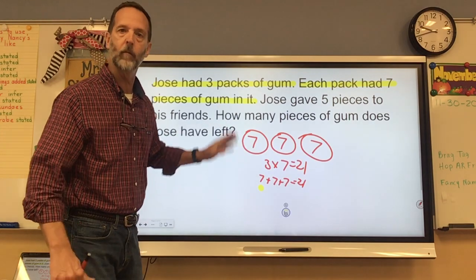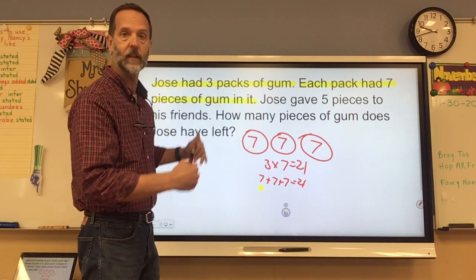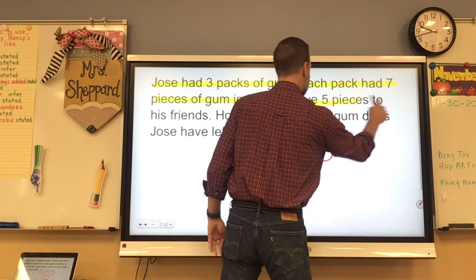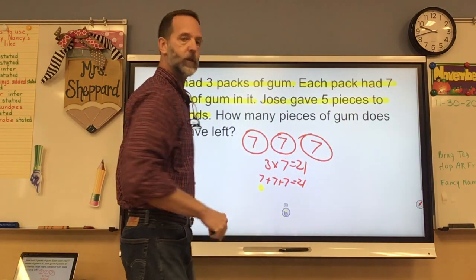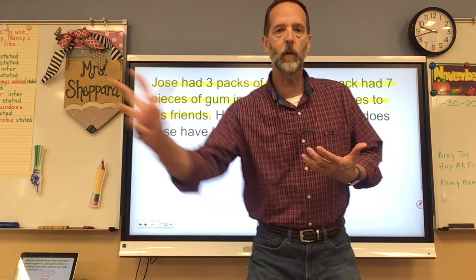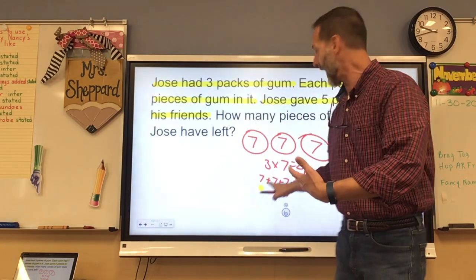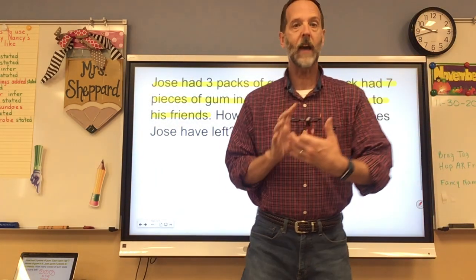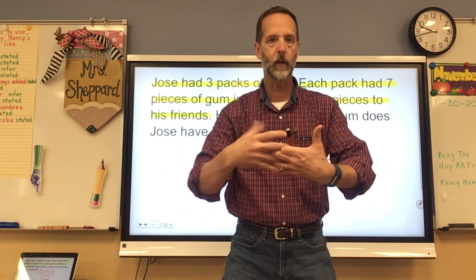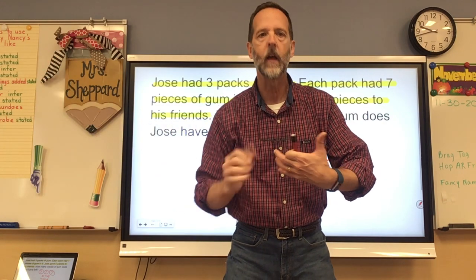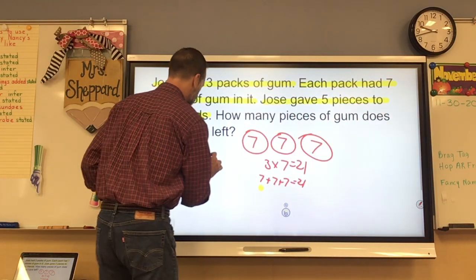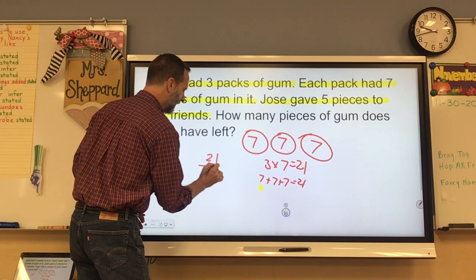I'm going to keep going with my problem. Notice I've done 2 sentences. I've done a sentence at a time. Jose gave 5 pieces to his friends. Hey guys, here's some gum. Here's what I have. What does he have? 21 pieces. He has an amount and he gives some away. What is that? It's subtraction. So now we're going to do 21 minus 5.